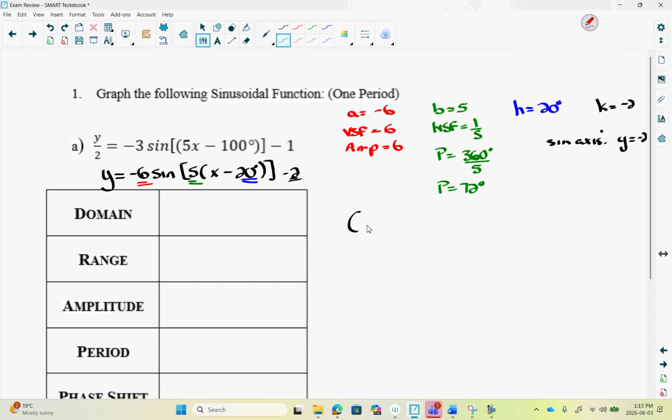If I were to make a mapping rule, it would look like this. 1 over b, 1 over 5 times my x value. Then I would add my h value, add 20 degrees. And then I'd go comma, and I'd write a times y, negative 6 times y plus k, plus negative 2, so I'm just going to write minus 2. Anyone remember the key points for a sine curve?